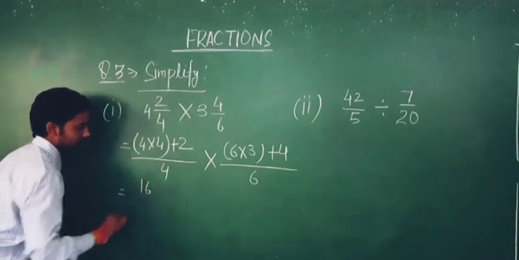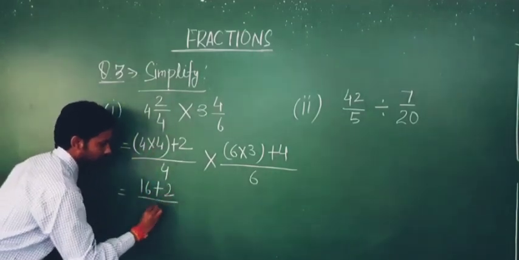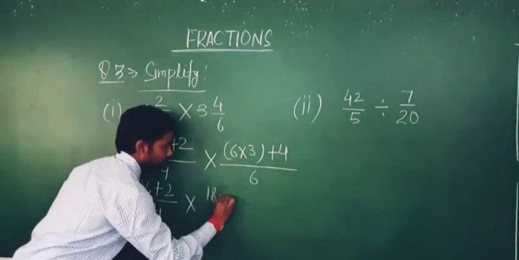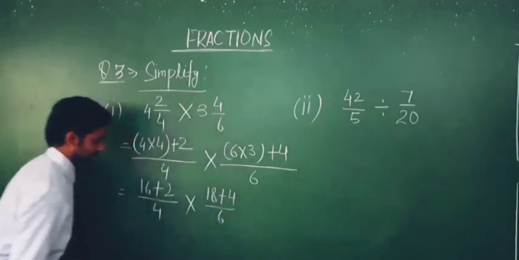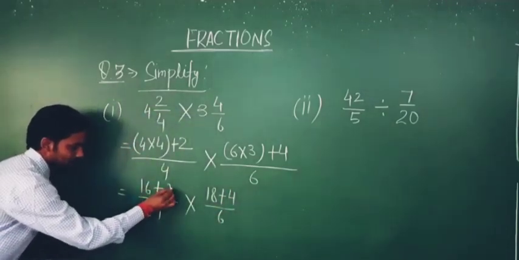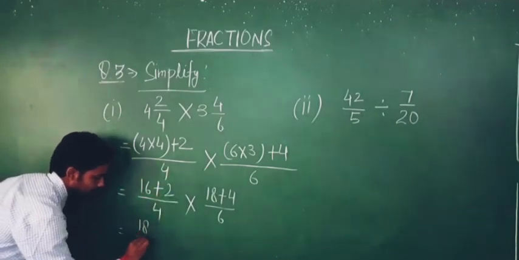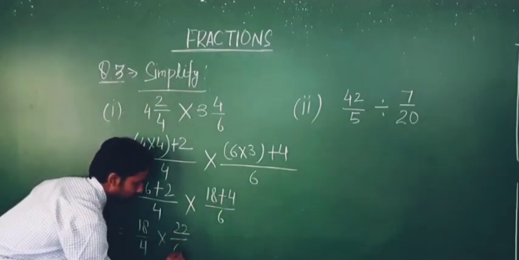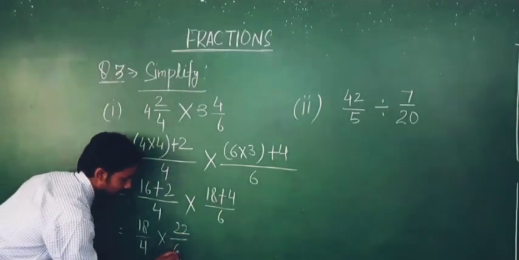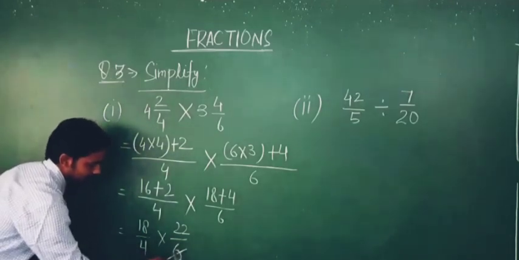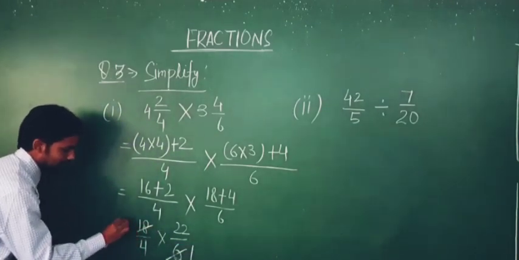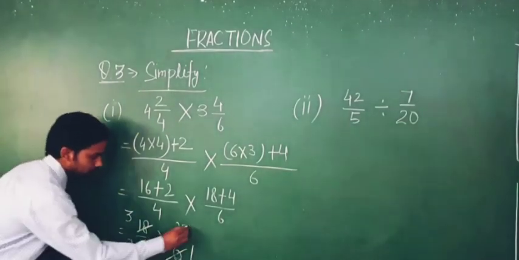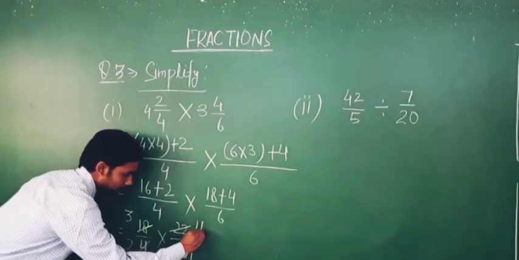4 fours are 16 plus 2 upon 4. Multiplied by 6 threes are 18 plus 4 upon 6. Then we add 16 and 2: 18 upon 4. Multiplied by 18 plus 4, 22 upon 6. Then we reduce it. 6 ones are 6, 6 threes are 18, 2 twos are 4, 2 ones are 2, and 2 ones are 2.